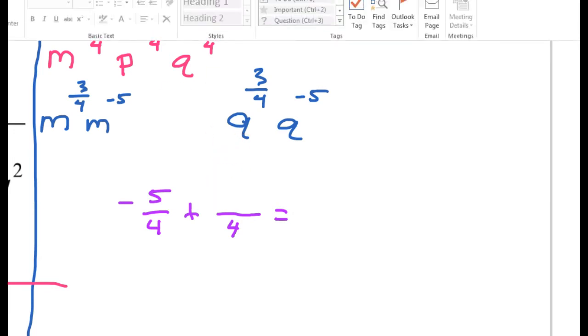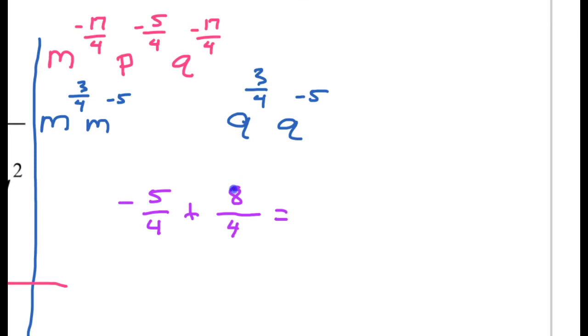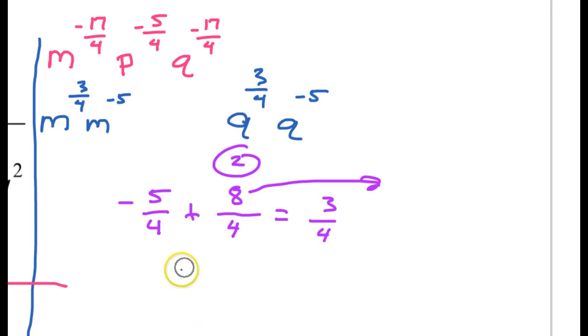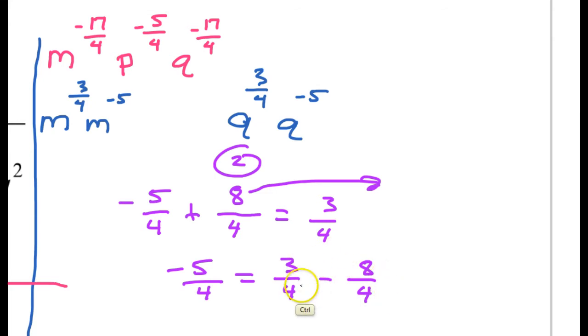Okay, what about 8 over 4? Because that's 2. Well, that'll work. That'll give me 3 over 4. Once I find one that works, I subtract it from both sides and move it over there. So that's going to give me negative 5 over 4 is equal to 3 over 4 minus 8 over 4. Okay, kabam!